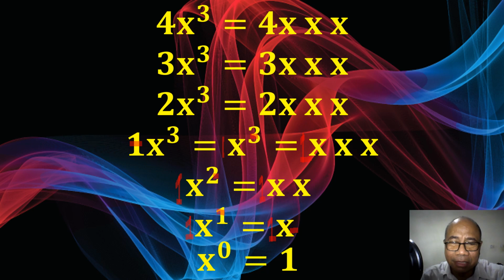Now, x raised to 0, we have also imaginary number 1 here, and this is 1, since the exponent is equal to 0, wala po tayong number, wala po tayong x na imultiply by itself, because the exponent is equal to 0. Therefore, x raised to 0 is equal to 1. Tatalakay po natin ng mas maliwanag sa susunod na slide.